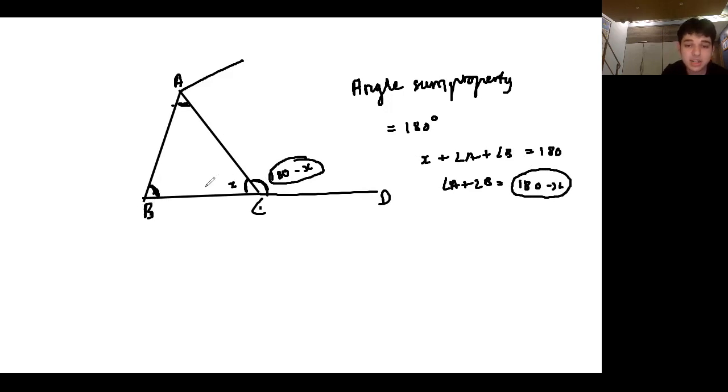Now remember, that does not include this one, because here it is supplementary. Angle C is supplementary to angle ACD; ACB and ACD are supplementary. But the sum of angle A and angle B will be equal to angle ACD. And that is what the exterior angle property of a triangle is. Okay?